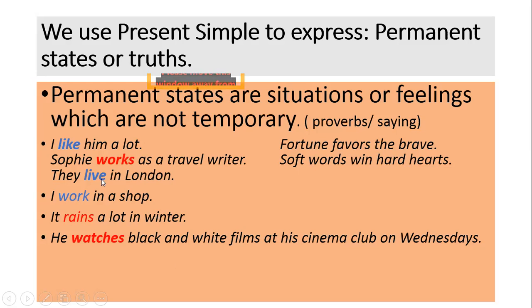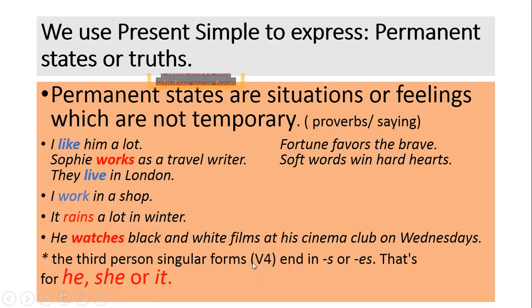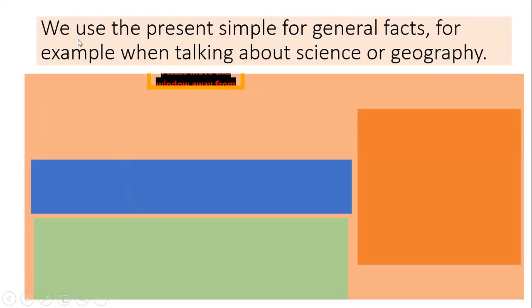And here in present simple, one thing we have to consider is the subject. According to the subject, the verb takes its form. Like the third person singular form, as before, always ends in s or es, that is for he, she, or it. And we use present simple for general facts, for example, when talking about science or geographical things.